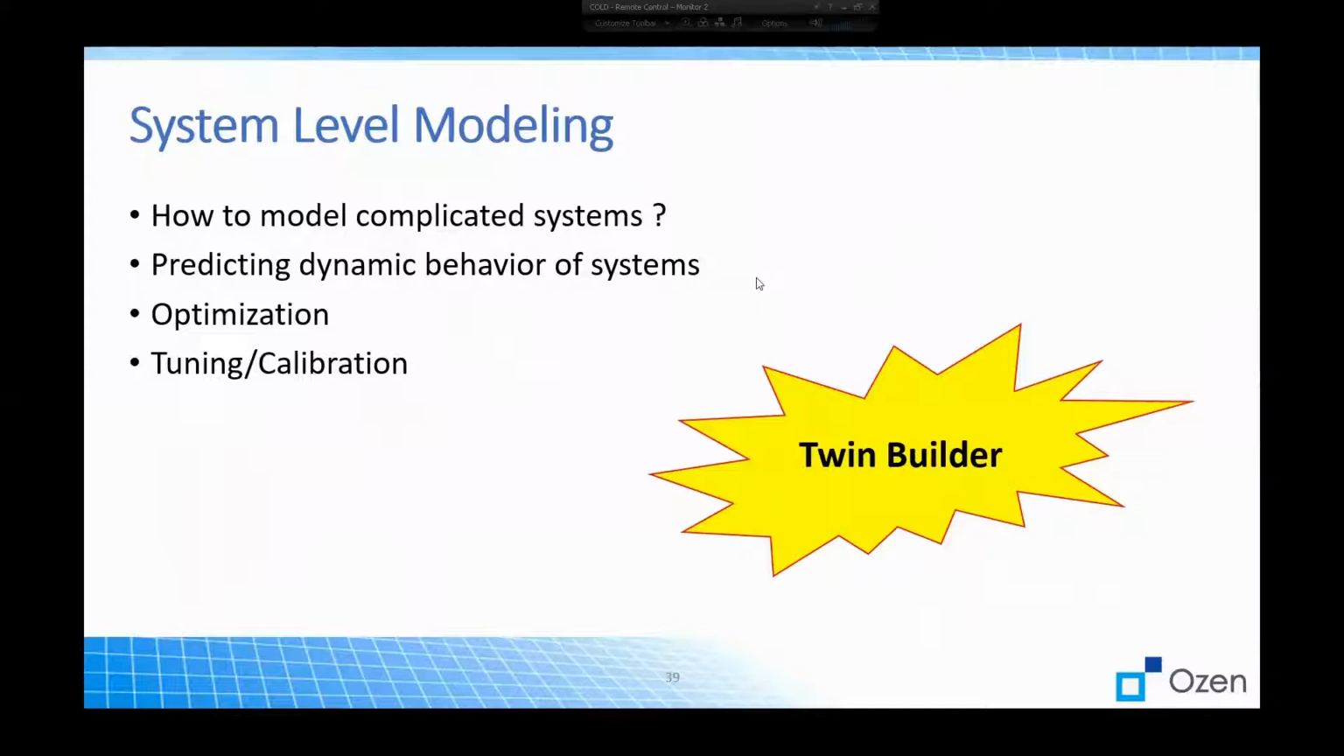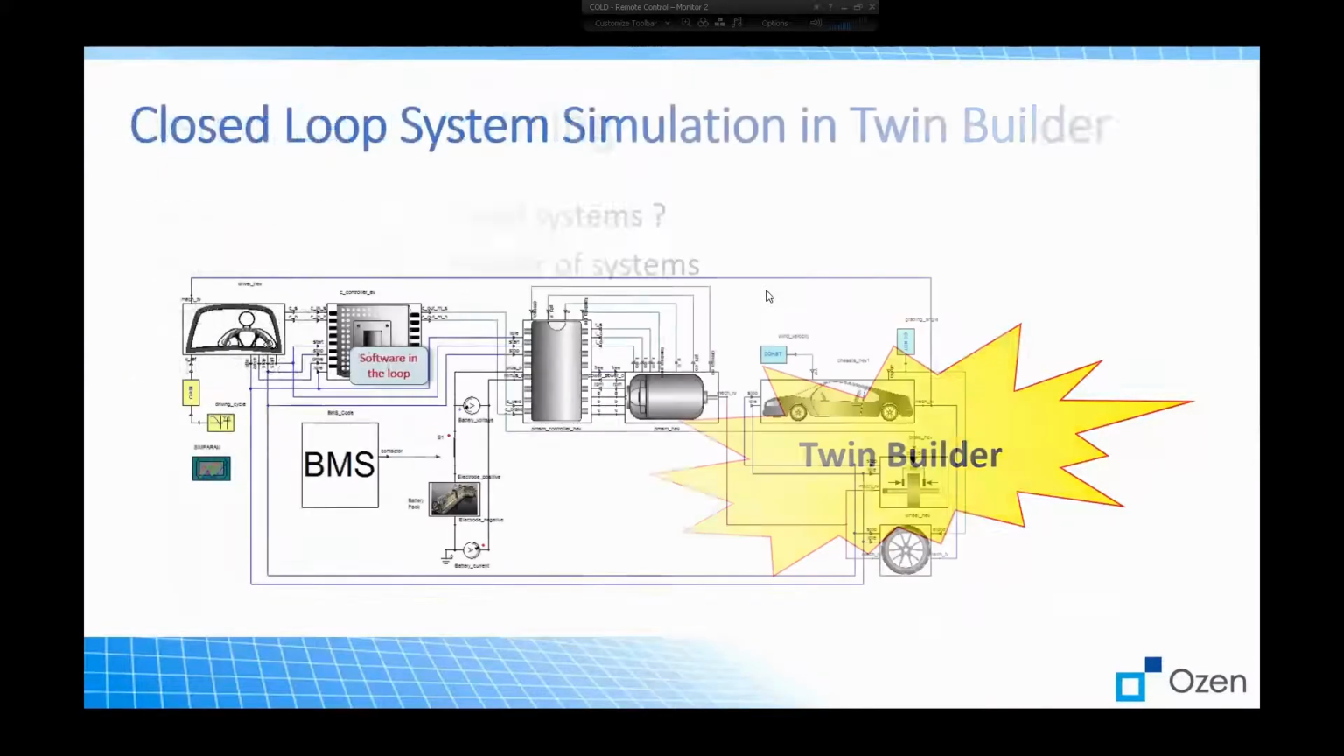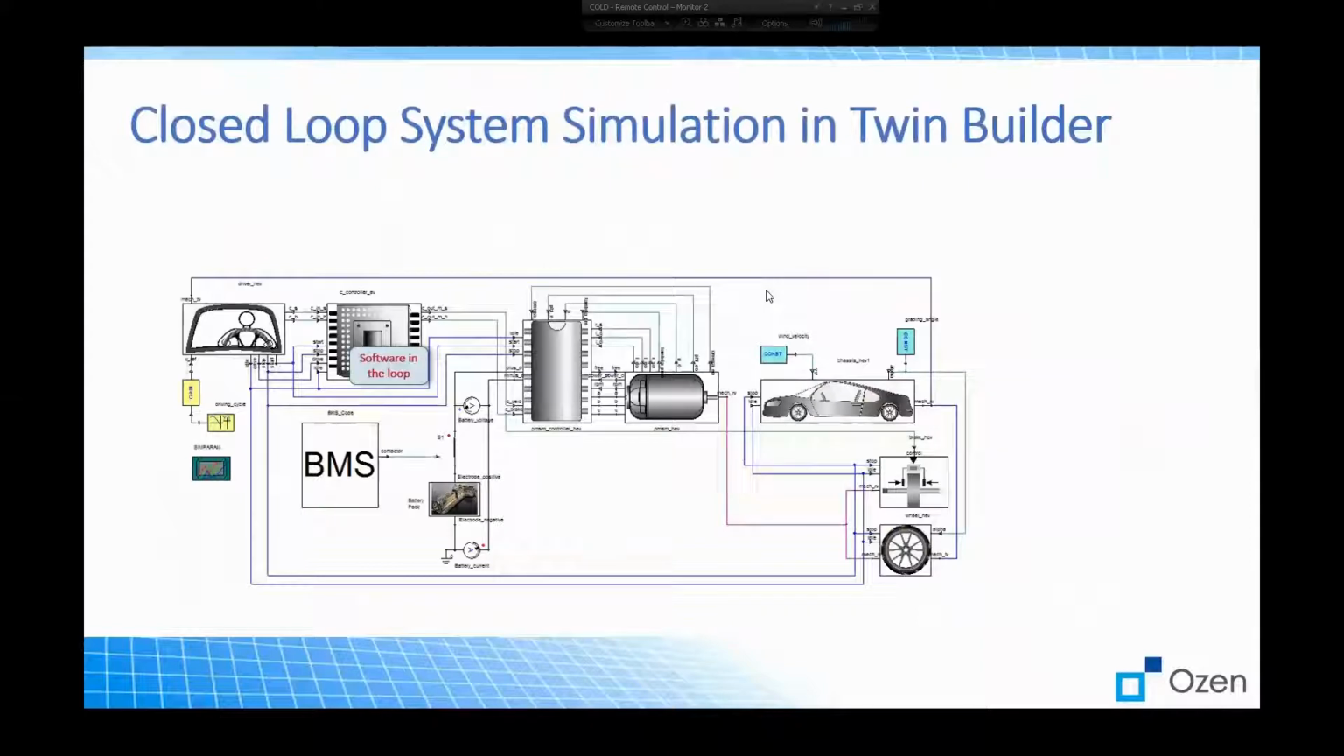For system level analysis, definitely we have that capability, and it's in Twin Builder, which is an analysis tool. Here we see the closed loop in a car. As you see, you have battery, you have powertrain, you have BMS for the battery, you have heating and cooling, and it could be more and more complicated. You have software in the loop.